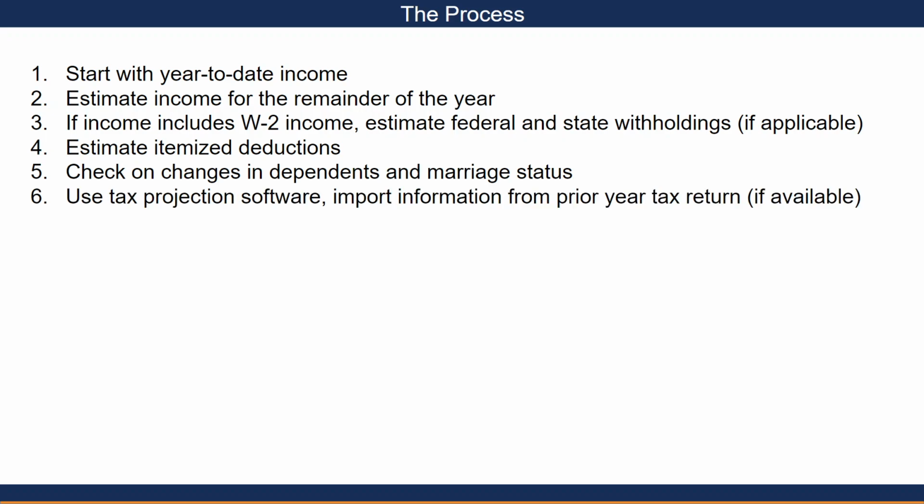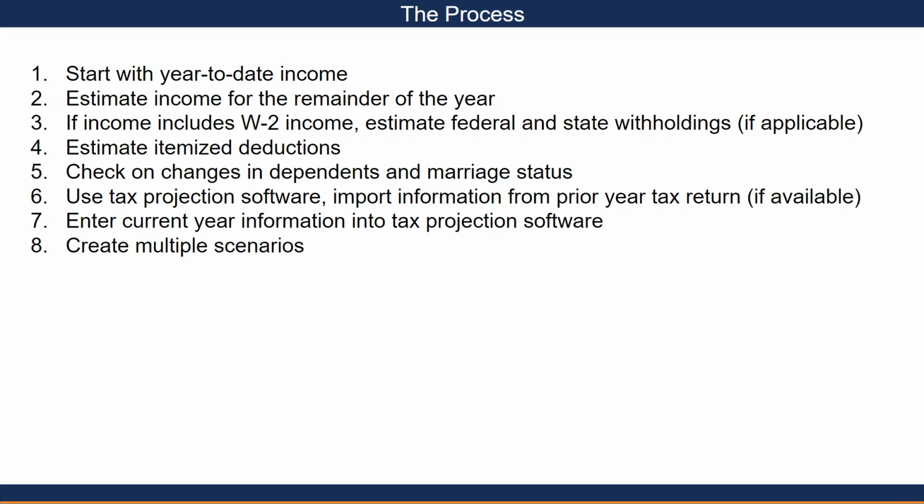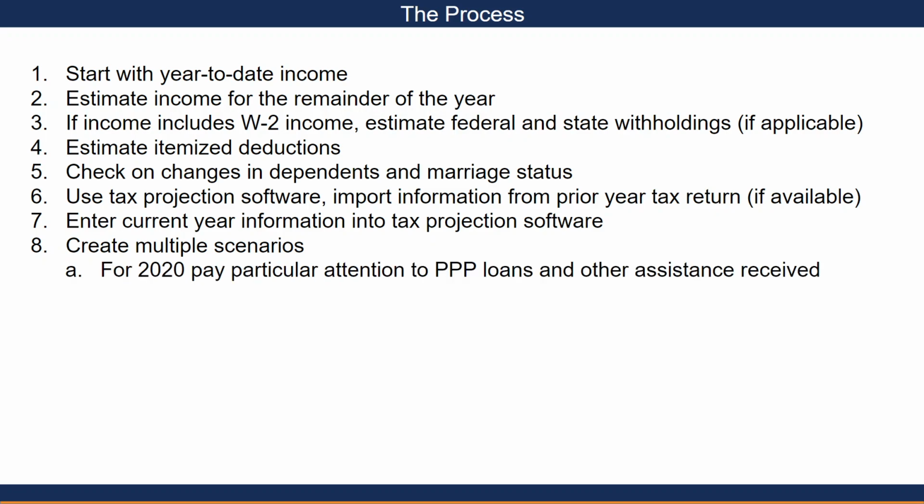We use tax projection software and import information from a prior year tax return if that's available. We enter current year information into the tax projection software, and that is the information that came from steps 1 through 5 above, where we get the year-to-date income, estimate the remainder of the year, and all those other things go into that. Then we want to create multiple scenarios. We want to see what happens if we change things in that tax projection.